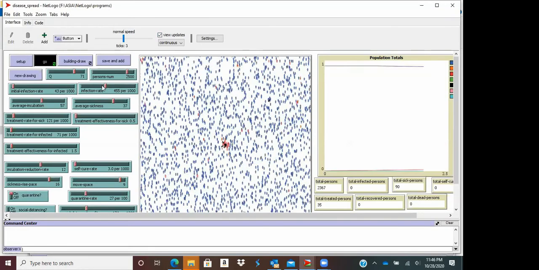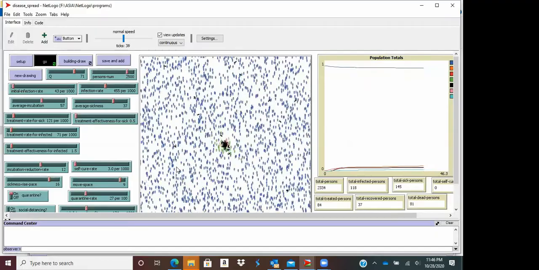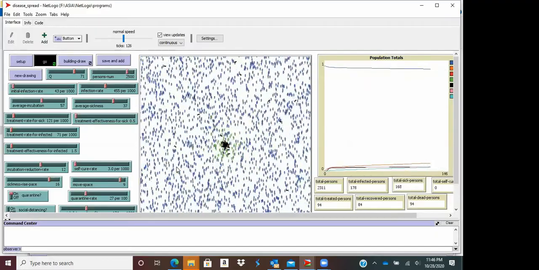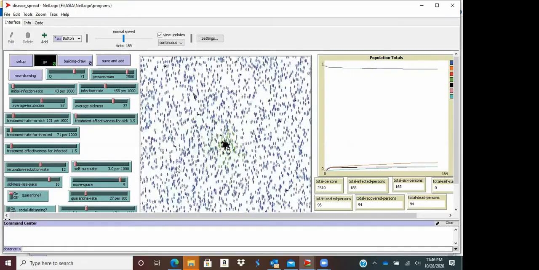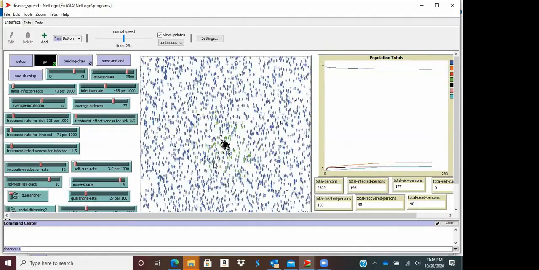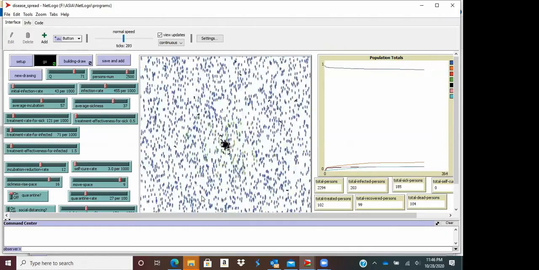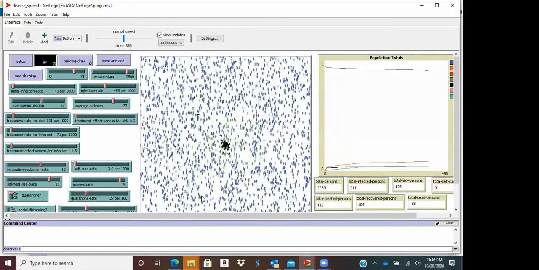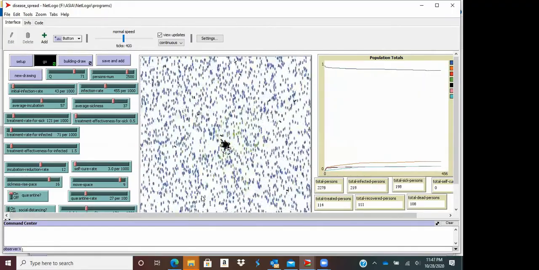Now I will explain something. You can see that those are the people who are green, they have become sick, but they have cured. And those are the people who are dead. I just put them into a black color. And those blue are the people who are not affected, not infected.